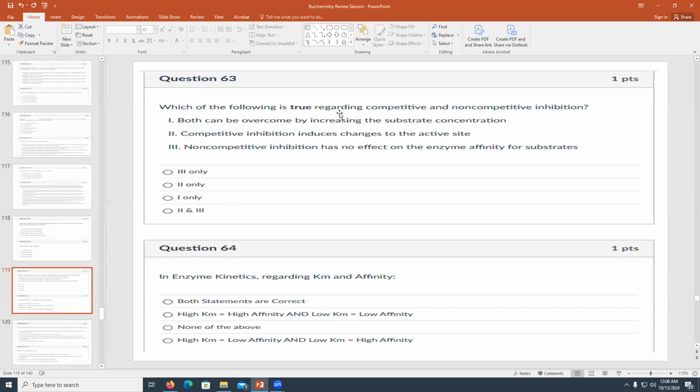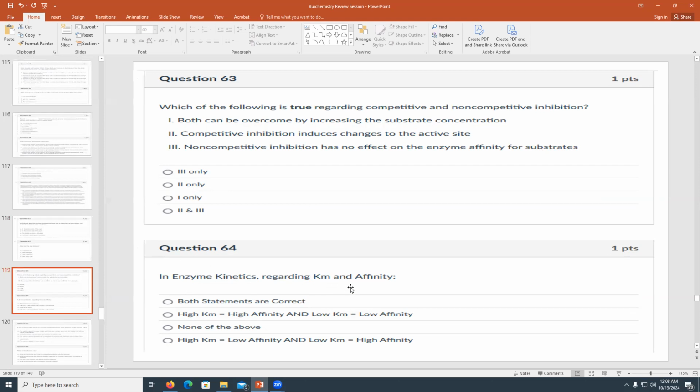Which of the following is true regarding competitive and non-competitive inhibition? Both can be overcome by increasing substrate. That's not true. Only competitive inhibition can be overcome when you add more substrate, because it competes for the same site. So when you have more substrate, they overwhelm the competitive inhibitor. Competitive inhibition induces changes in the active site? It does not do that at all. Non-competitive inhibition has no effect on the enzyme affinity for substrate. Yes, because it binds to an allosteric site, a site from behind. So 3 is the only answer.